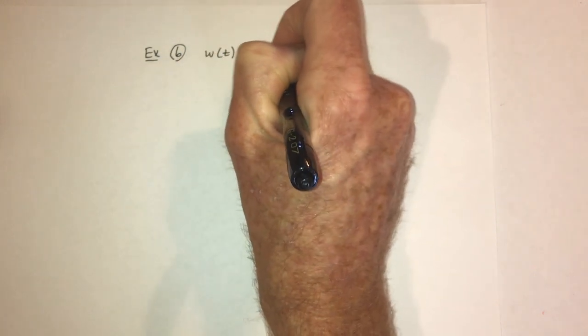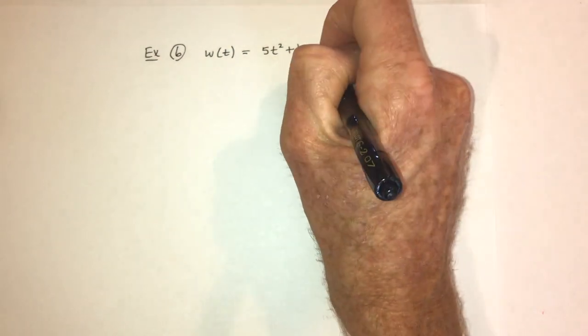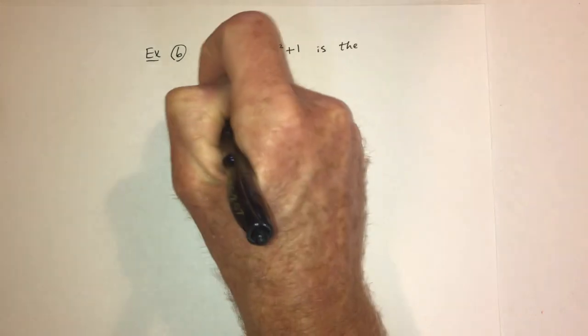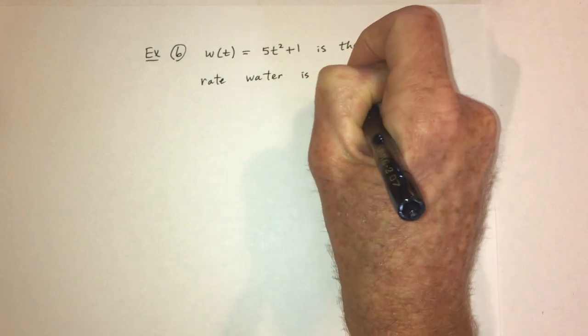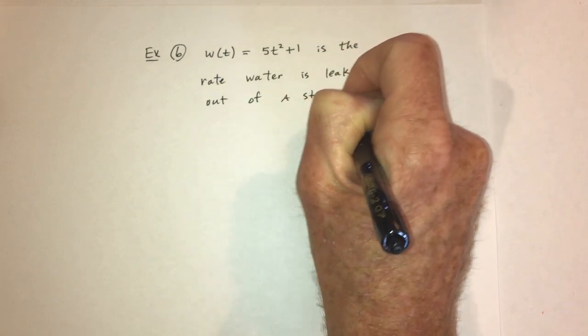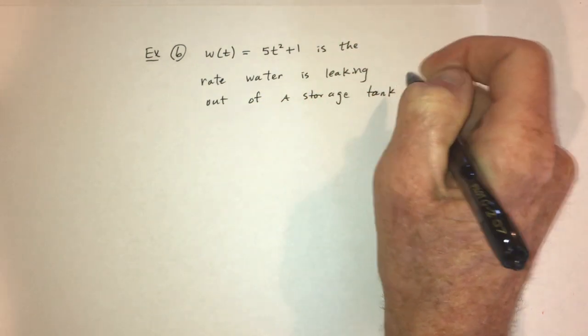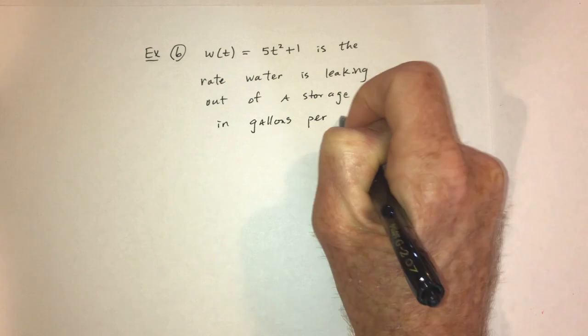Then, example number 6. So this function is the rate at which water is leaking out of a storage tank. And this is in gallons per hour.